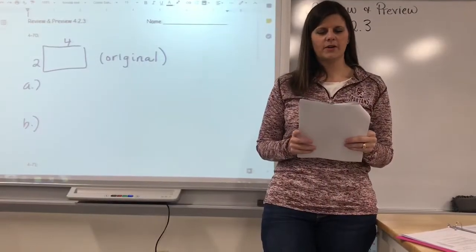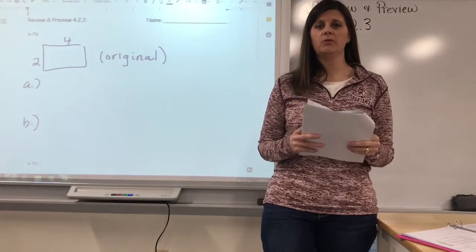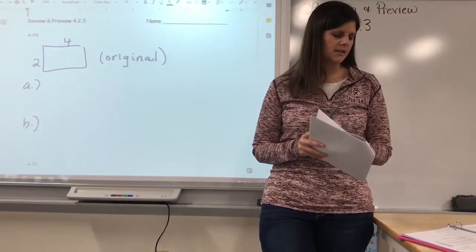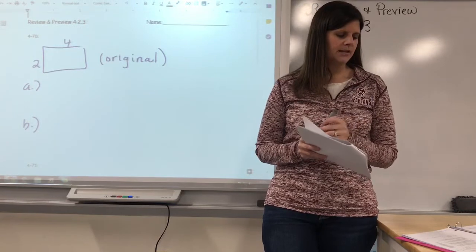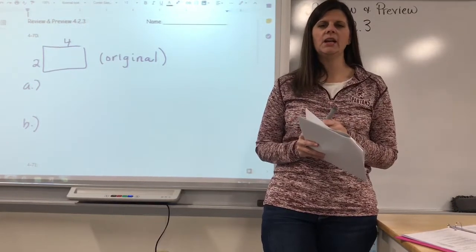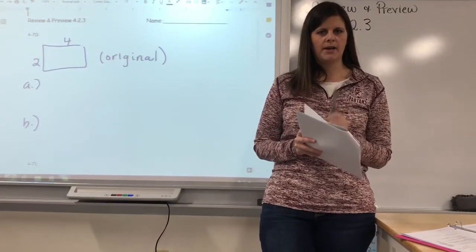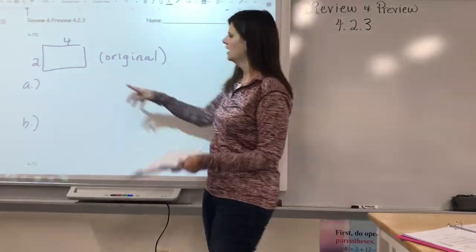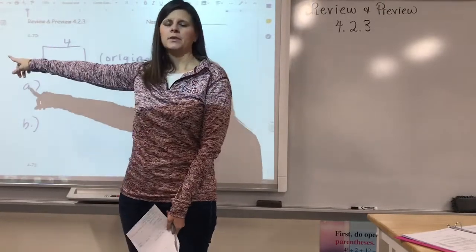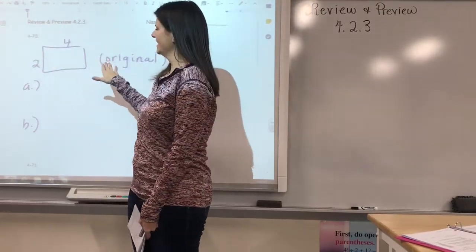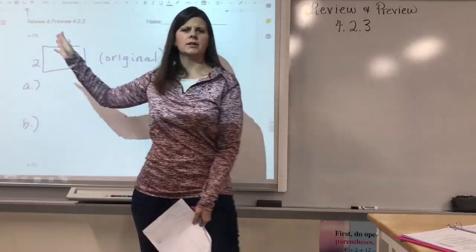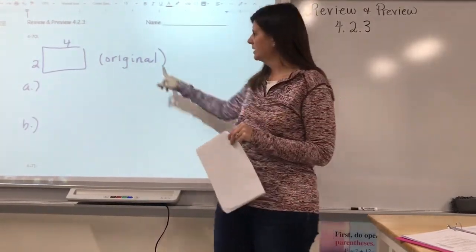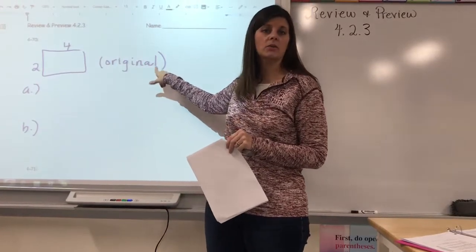We are ready to talk about directions for review and preview 4.2.3. The first question that we see is question number 70, and it tells you to start by drawing any quadrilateral. My suggestion, if I'm thinking forward about how we're going to use this, would be to draw a 2x4 rectangle. Your choice on if you orient it horizontally or vertically, but make it a 4x2 rectangle. And I have mine labeled here as my original.